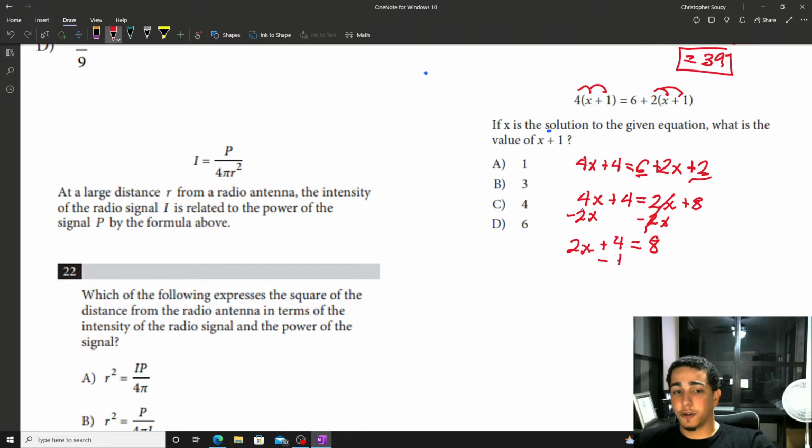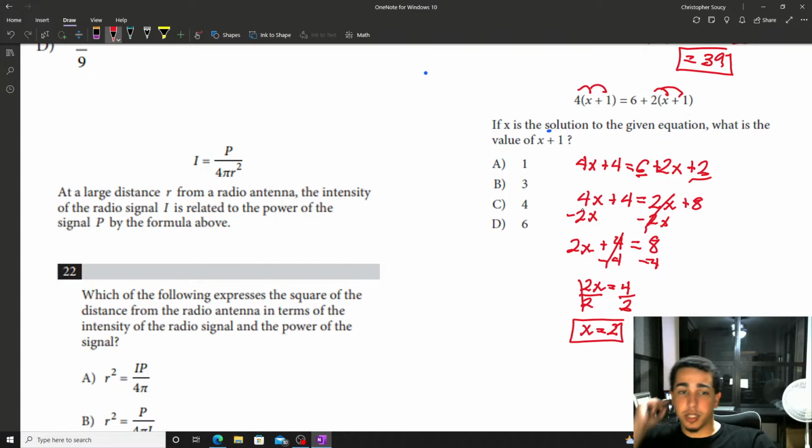To get x by itself, first we subtract 4 on each side. We have 2x equals 8 minus 4 is 4. And then to get x by itself, we're going to divide each side by 2. And we'll get that x equals 4 divided by 2, which is 2.